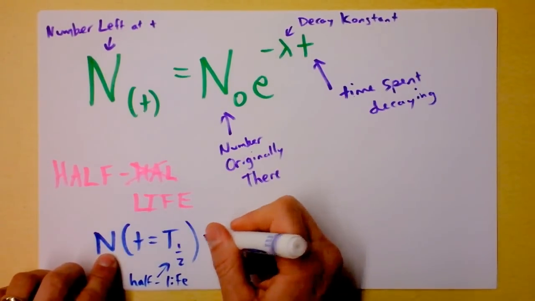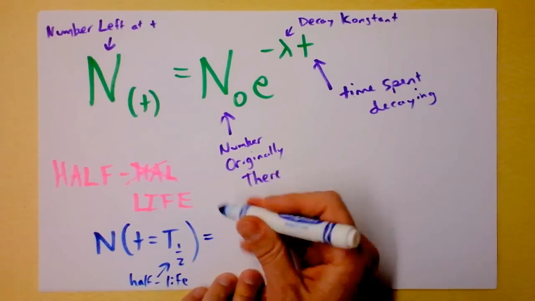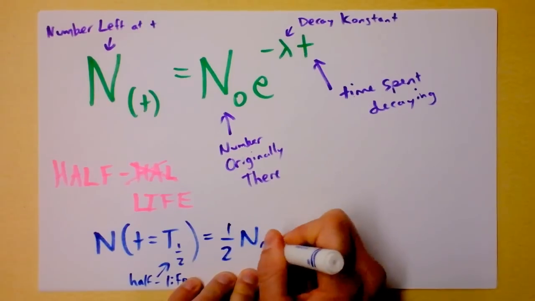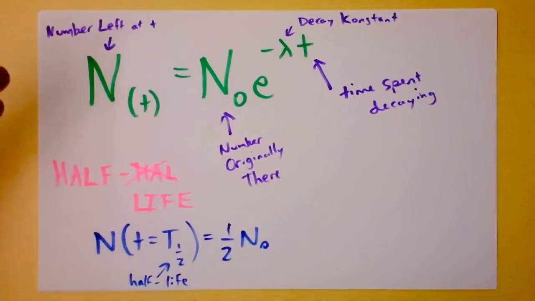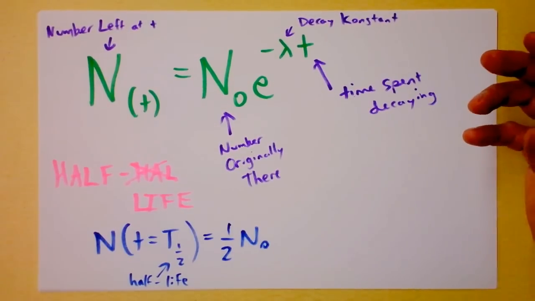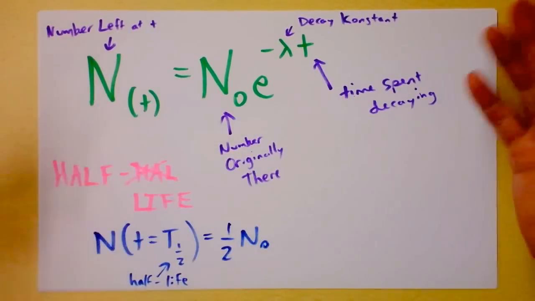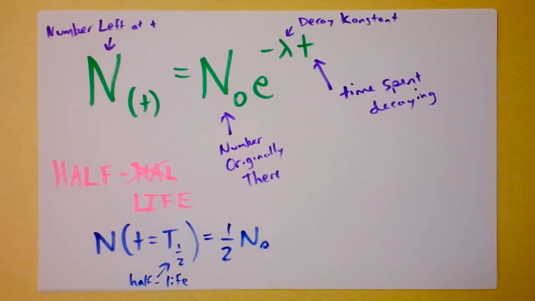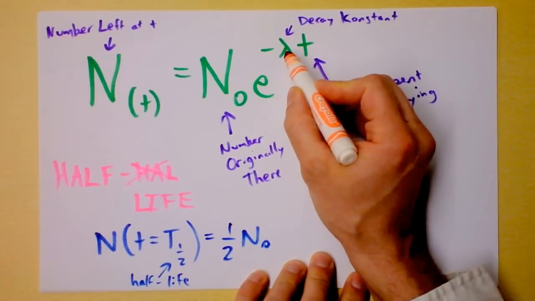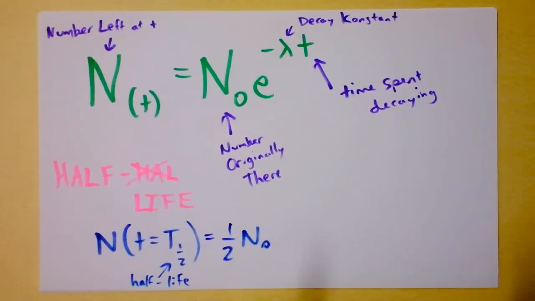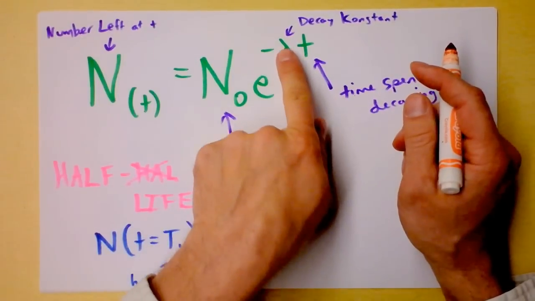The number left at the half-life is half the original number. So that means that half of my original rabbits are dead, or half of the uranium-230 has turned into something else. Only half of them are remaining, and we can do some simple algebra to find out what that time is and how it's related to this relationship right here. In particular, we're going to find out how it depends on the decay constant. Do you understand what this decay constant is doing?